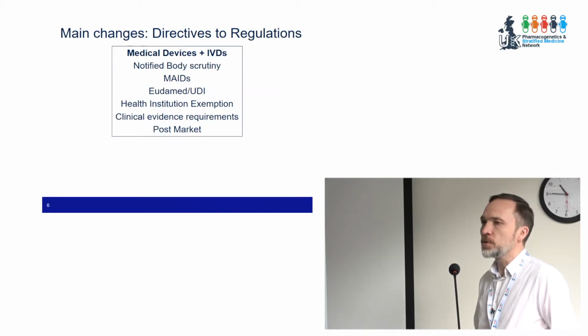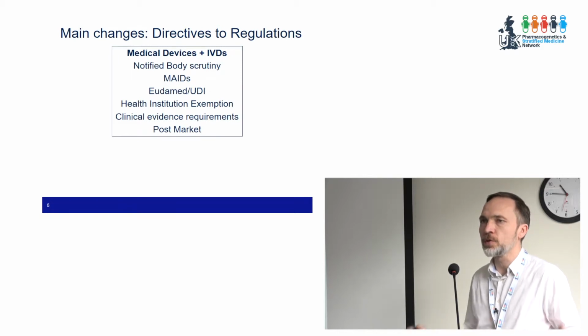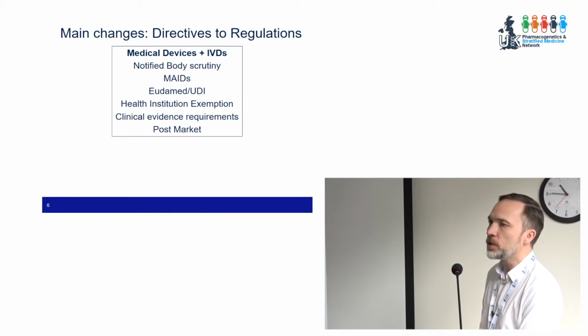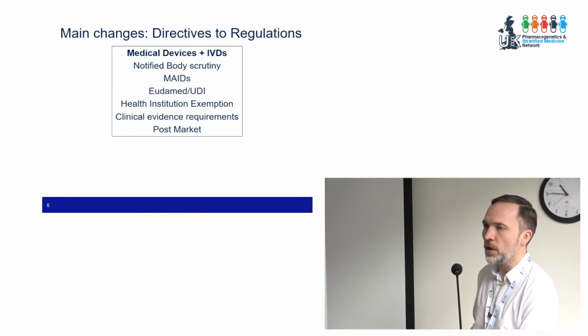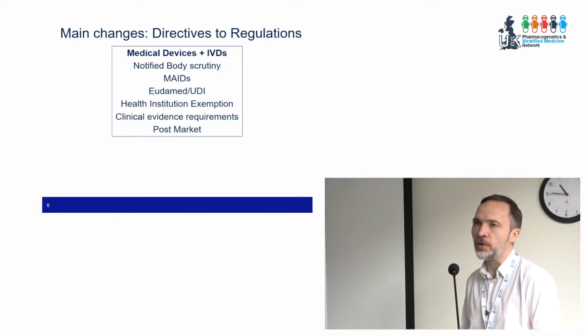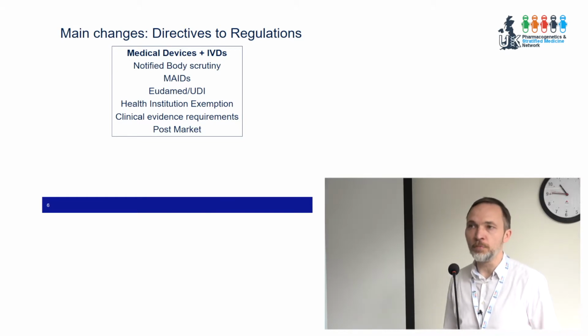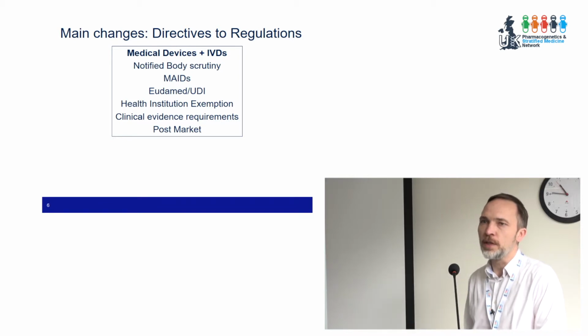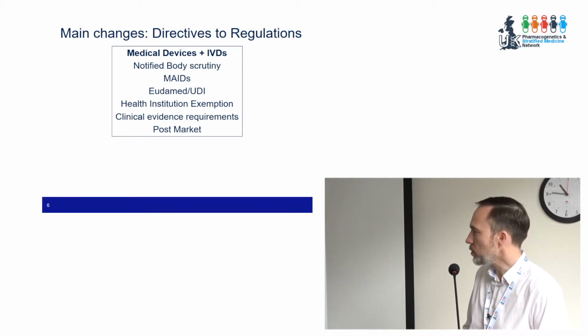So what's changing between the directives and the regulations? I'm assuming you've all got some familiarity with the directives. In terms of the regulations, there's going to be a huge increase in notified body scrutiny of medical devices and IVDs before they're placed on the market. And we're already seeing that as well. We've got a joint assessment programme where the scrutiny of notified bodies by competent authorities and by the Commission is rising, but we'll also have more involvement of notified bodies pre-market before that device gets its CE certificate. We're going to see a lot more notified body scrutiny.